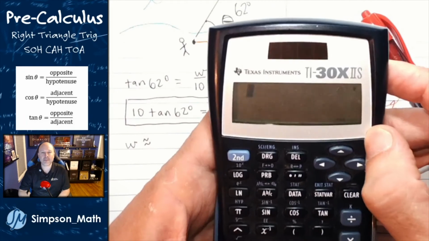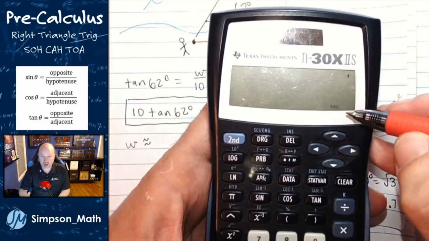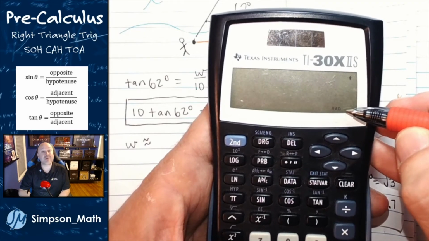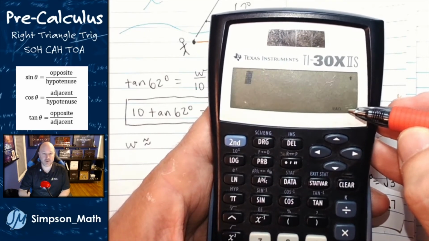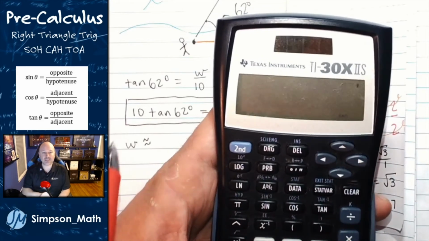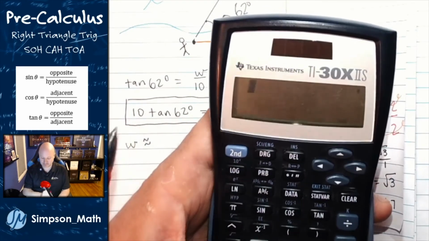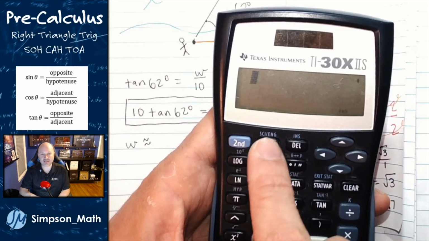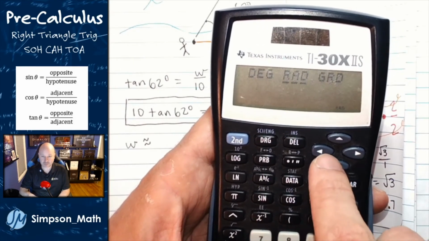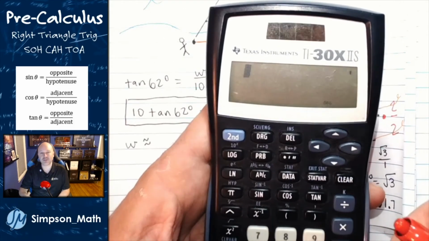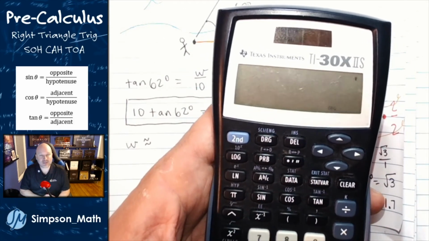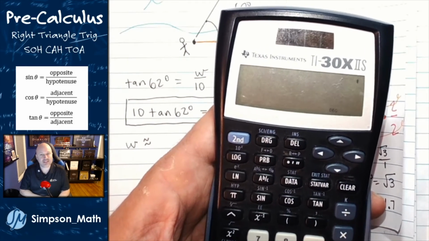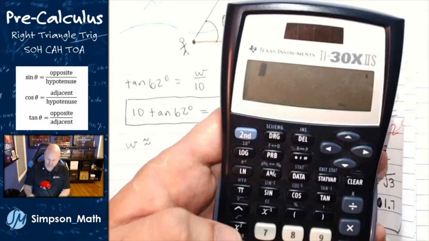Sorry about the glare. But you can see that this TI has rad down here. So right now it's in radian mode. I need to get out of that because the angle I'm dealing with is in degrees. So for mine, I just type, I guess this is a degree symbol. Yep. Hit the arrow, say enter. So for your calculator, you may have to change the mode. You may have to figure that out. It's different for every calculator.